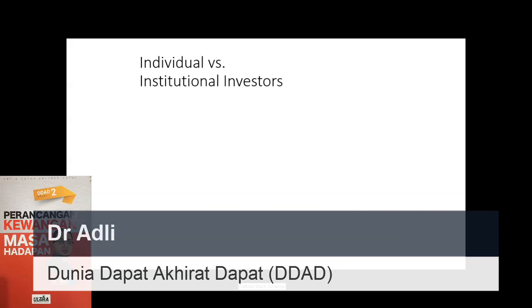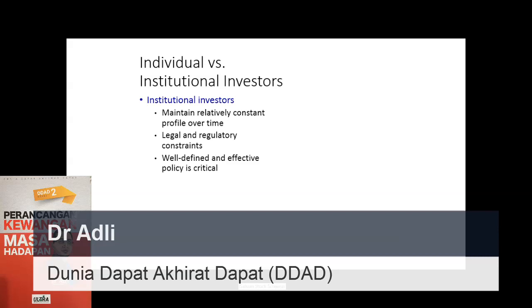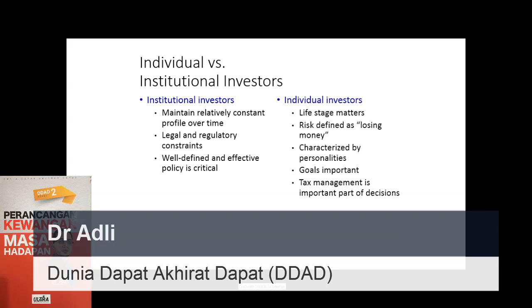We mentioned before individual versus institutional investors. Basically, institutional investors maintain a relatively constant profile over time, and then we have legal and regulatory constraints. A well-defined and effective policy is critical. That is for institutional investors. But for individual investors, life stage matters. Why do I say that life stage matters?